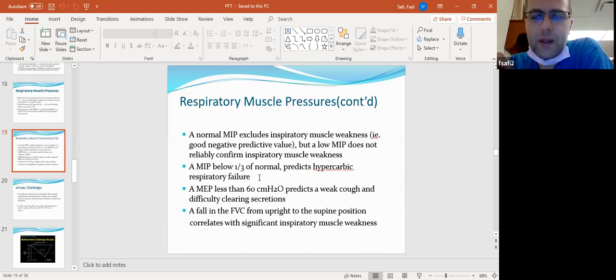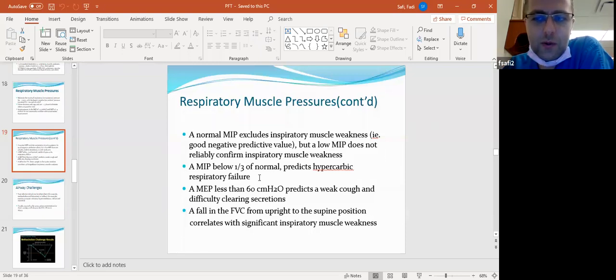Now, the maximum expiratory pressure predicts a weak cough. Normal is 140. If it's less than 60, it means that the patient has a weak cough and cannot clear secretions. And this is very useful in stroke patients. How would you know that a stroke patient cannot clear secretions? You look at him, you say, oh, he's gurgling in his throat. He looks very weak. You know, he may need a tracheostomy because he cannot clear his secretions. He's going to keep coming with respiratory failure. But this is all subjective. If you want objective data, you need to measure the maximum expiratory pressure.